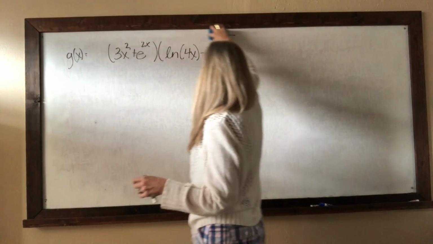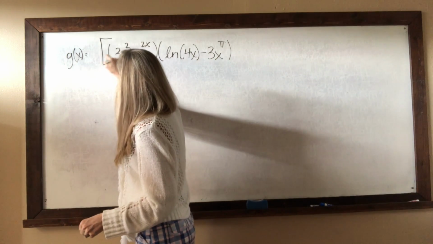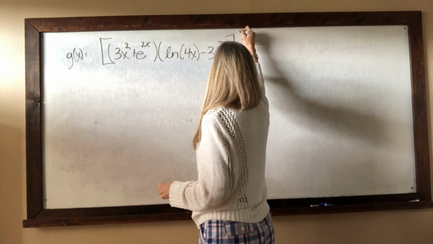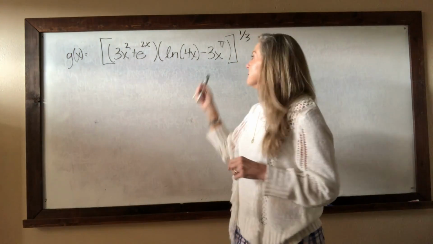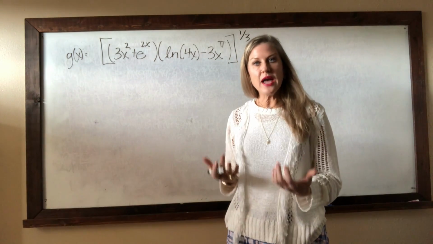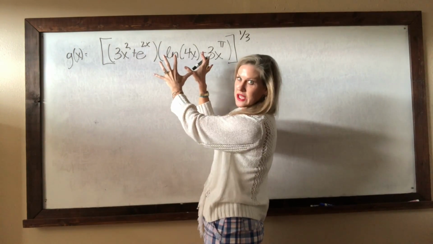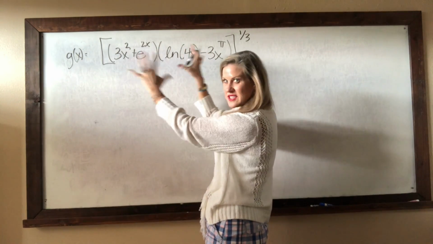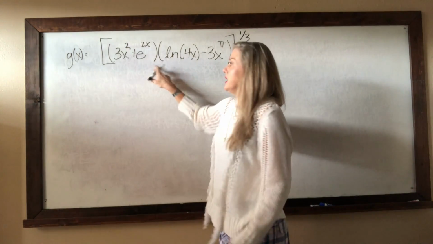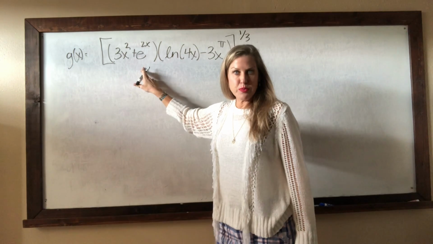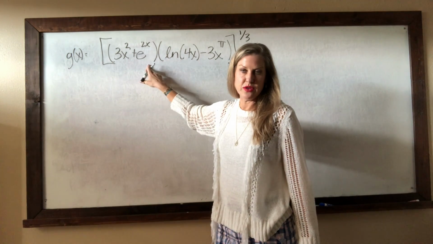I'm going to rewrite this whole thing to the 1/3. I can get rid of that radical, and just write it to the 1/3. So now I'm ready to do the chain rule because I have an inner. It's a big inner, but I have an inner, all kinds of gobbledygook raised to an outer. When I'm ready to derive the inner, I will use product rule. The first guy times the derivative of the second plus the second guy times the derivative of the first.